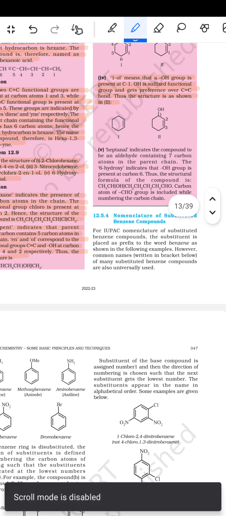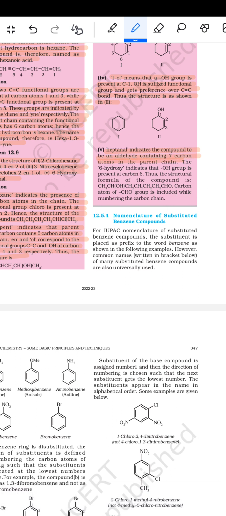Now heptanal indicates the compound to be an aldehyde containing 7 carbon atoms in the parent chain. The 6-hydroxy indicates that the OH group is present at carbon 6. Thus the structural formula of the compound is CH3CH(OH)CH2CH2CH2CH2CHO. The carbon atom of the CHO group is included while numbering the carbon chain.